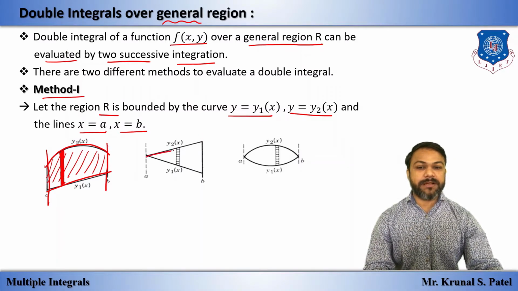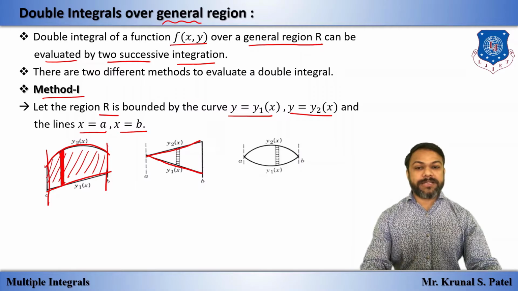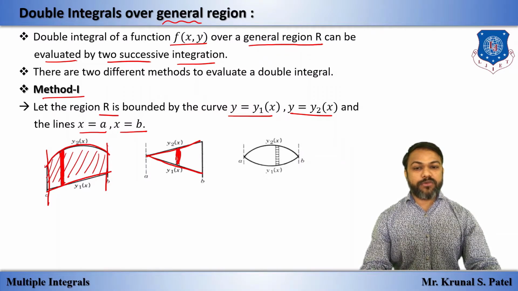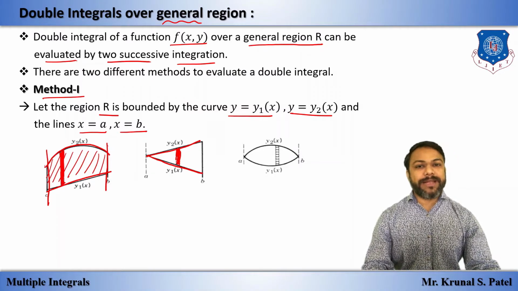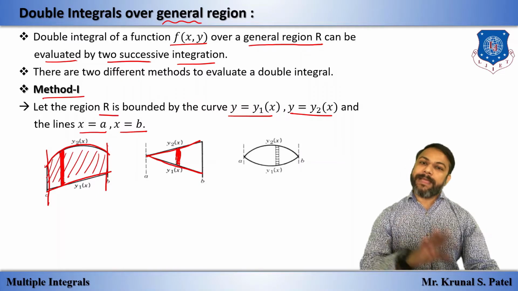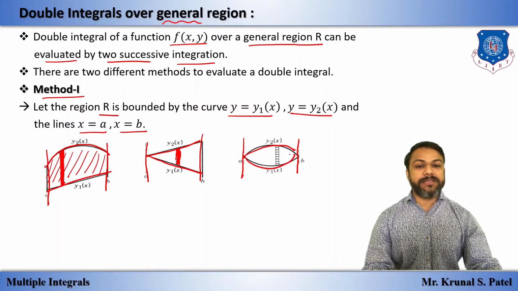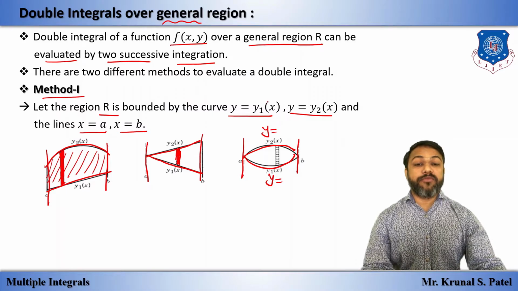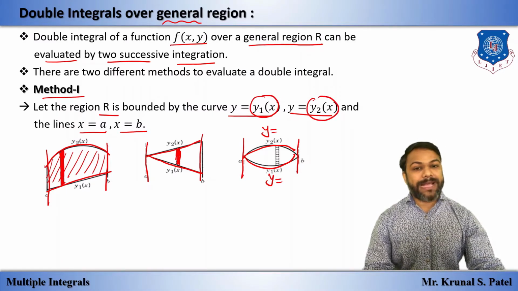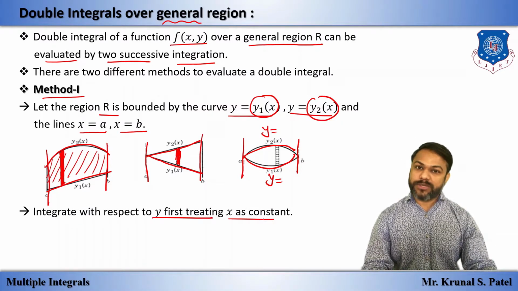In a similar way, we have this other graph. Here also we have a vertical strip, and we have to integrate with respect to y first. At that time x becomes constant, and the resulting expression is integrated with respect to x, between x equal to a and x equal to b. In the same way here, x equal to a, x equal to b, and these two curves, y equal to y1 and y equal to y2, in the form of x. So to understand this, we integrate with respect to y first, treating x as constant.